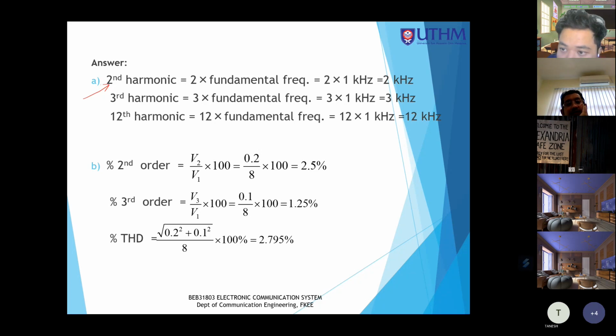So the frequency location of second order harmonic is located at 2 times the fundamental frequency. Remember, our fundamental frequency as given in the question is 1 kilohertz. So 2 times 1 kilohertz, so we get 2 kilohertz. This is the location of second order harmonic. The third order harmonic is located at 3 times fundamental frequency, which is 3 kilohertz, and the 12th harmonic is located at 12 kilohertz. So now we know the frequency location of the harmonics.